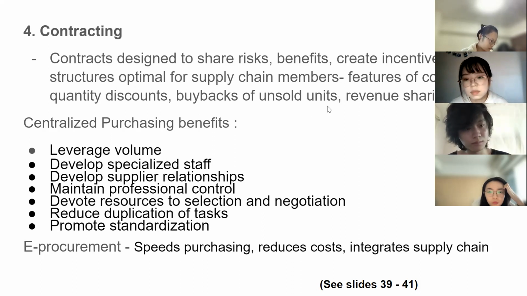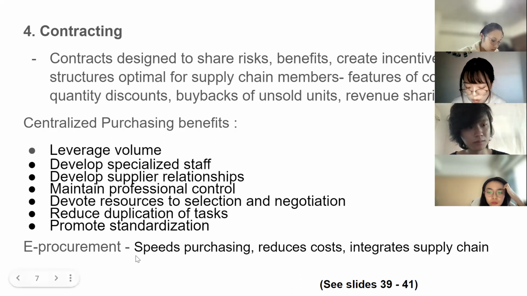Including buybacks of unsold units. In grocery, sometimes retail stores sell breads, and those which are not sold will be bought back or returned. Or even other things that have certain due dates, so buybacks, or even revenue sharing. So these are included in the contract.